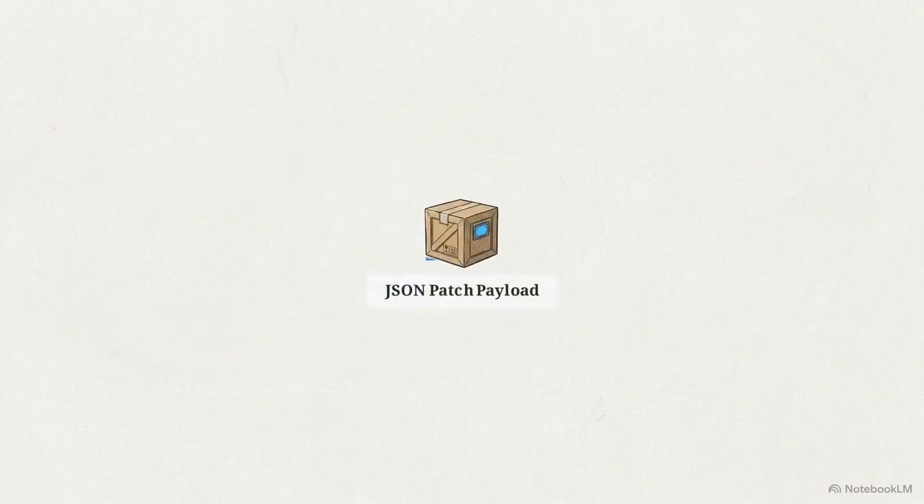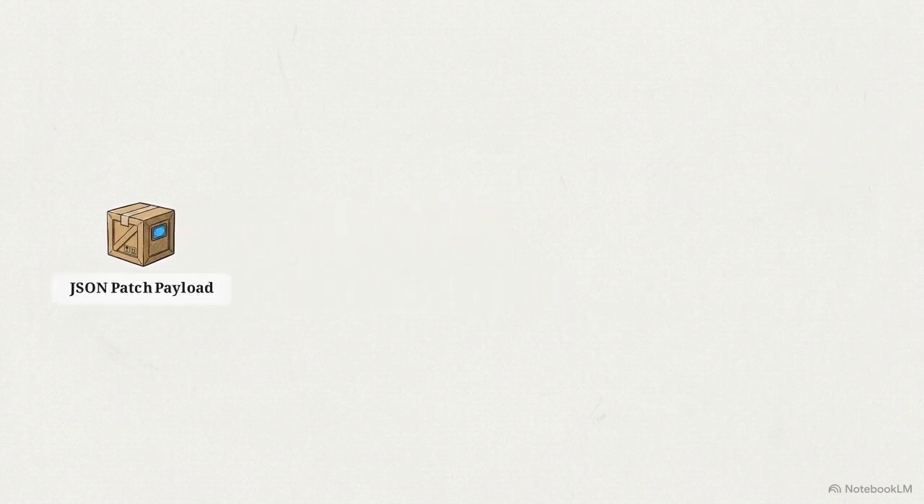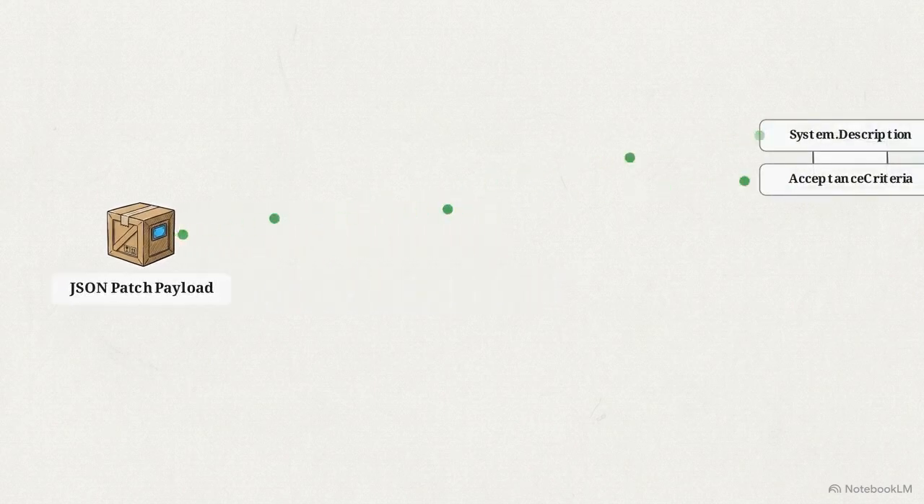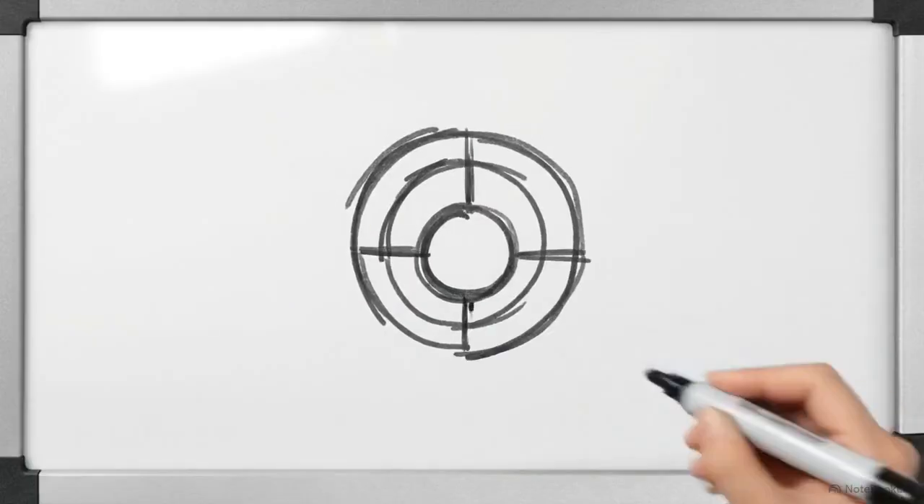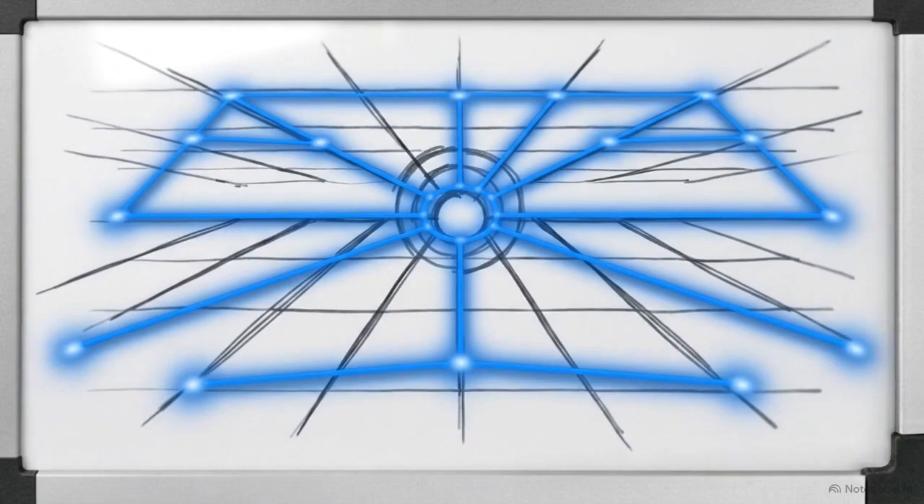This diagram shows the final assembly. The distinct data streams, the serialized HTML strings, and the extracted JSON arrays merge to construct a single JSON patch payload. The structured HTML maps perfectly to the system description and acceptance criteria fields, while the arrays define the hierarchical folder tree and task relationships. The React frontend executes the REST API call, firing the patch directly from the client to the Azure DevOps endpoints.